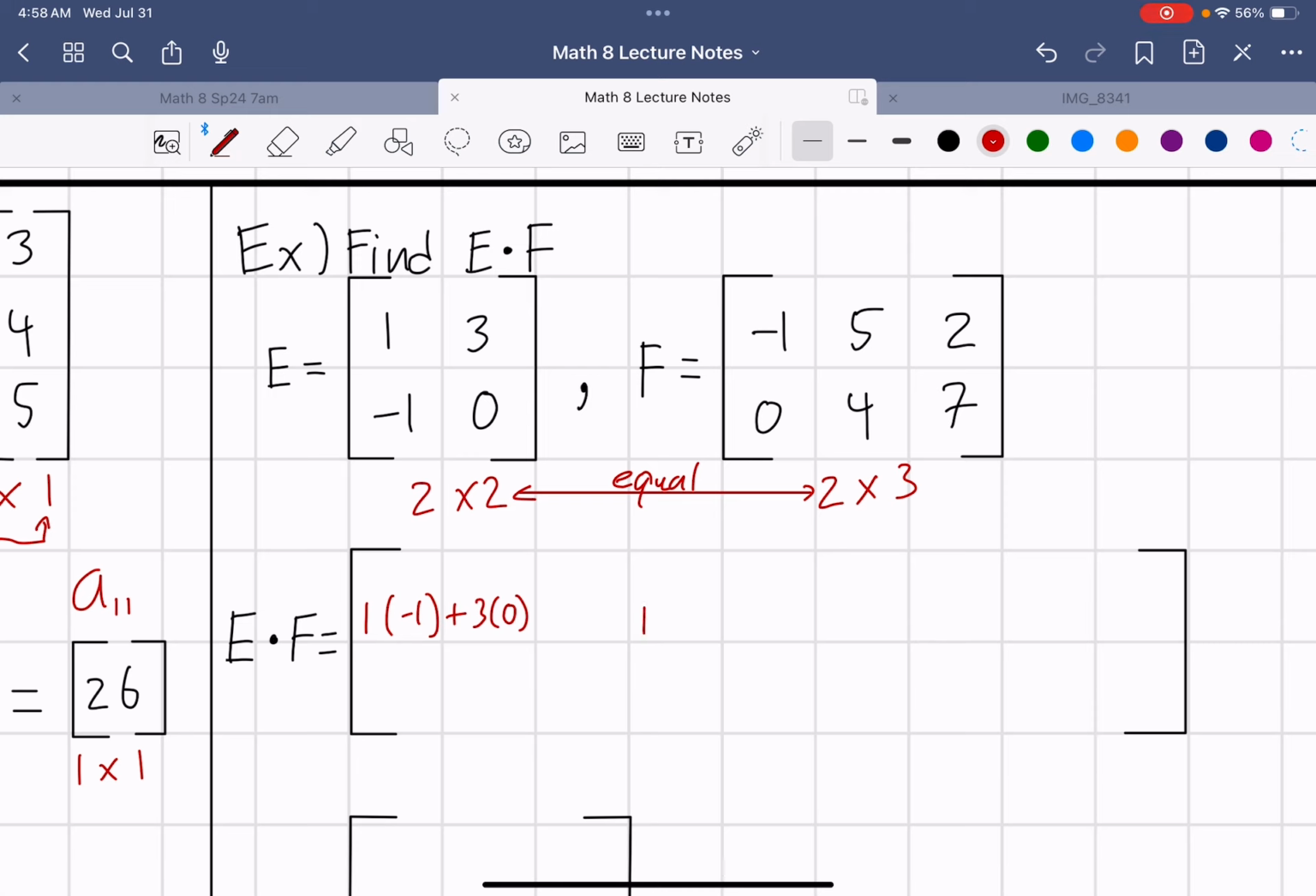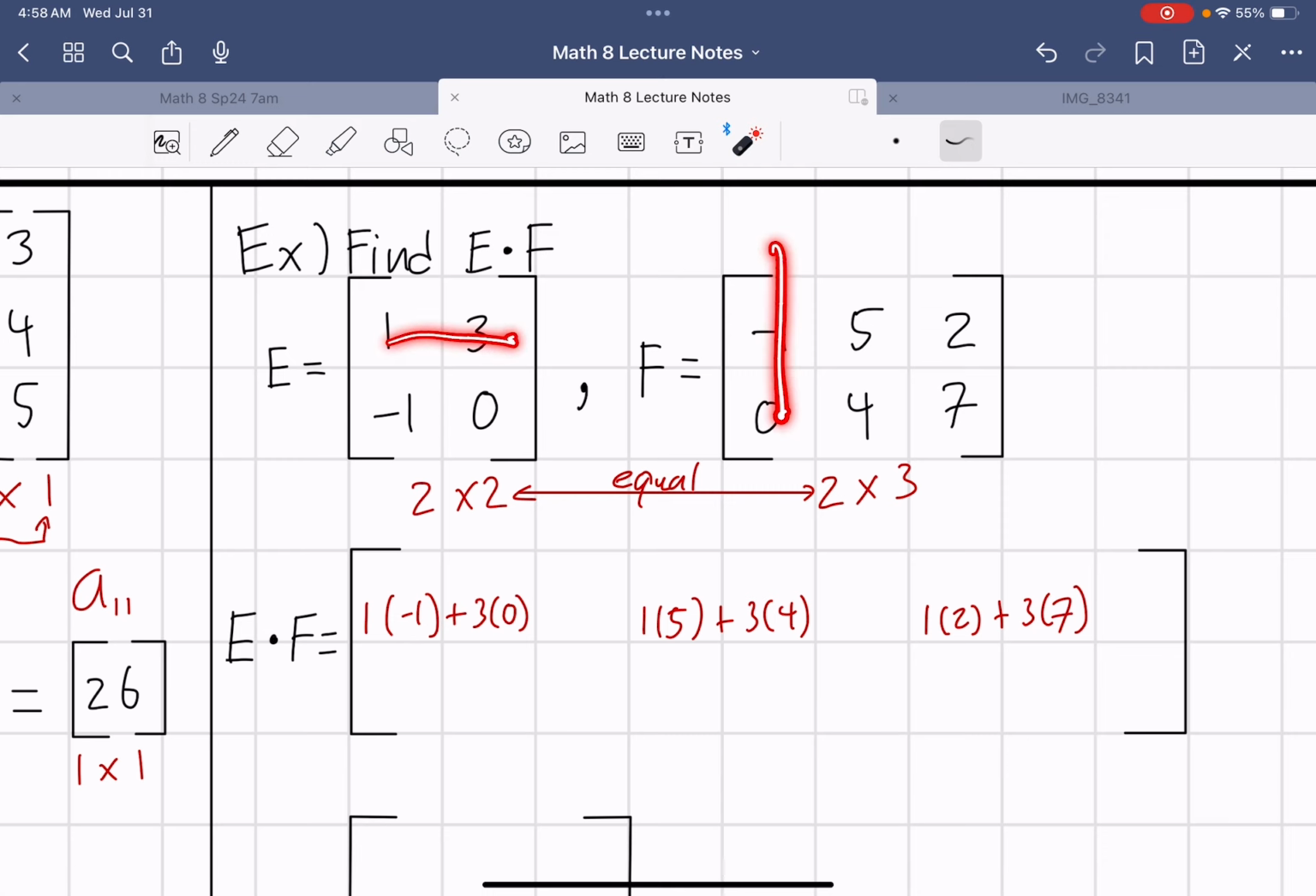This is going to be 1 times 5 plus 3 times 4. And then I do it one more time, and that's going to be 1 times 2 plus 3 times 7. And that was taking this first row and multiplying it to each column. Now I take the second row, rotate it again, clockwise 90 degrees, and multiply across, and you add the products together.